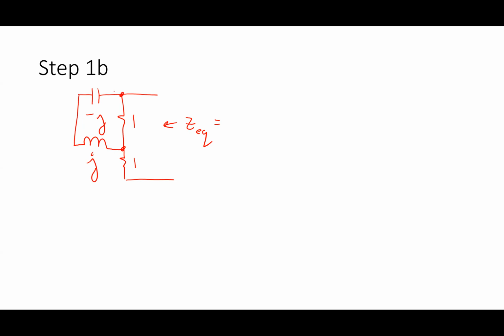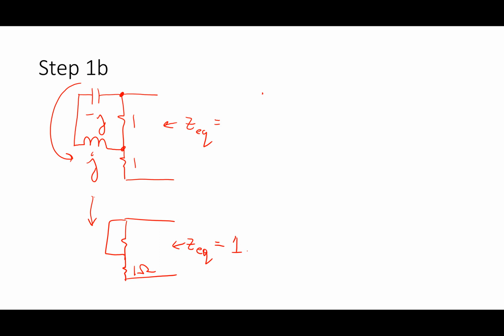Going into this network, simplifying from the back, I see that the J and the minus J are in series. J plus minus J is what? 0. So basically this becomes a short circuit, with the 1 ohm like that. What's my ZEQ? 1 ohm. My ZEQ becomes 1 ohm.